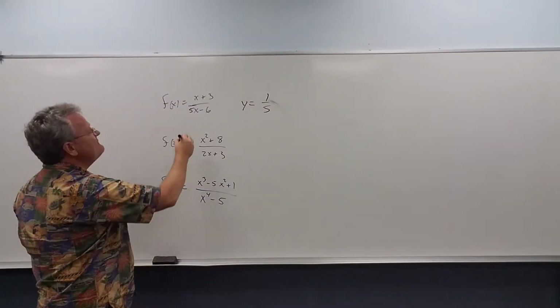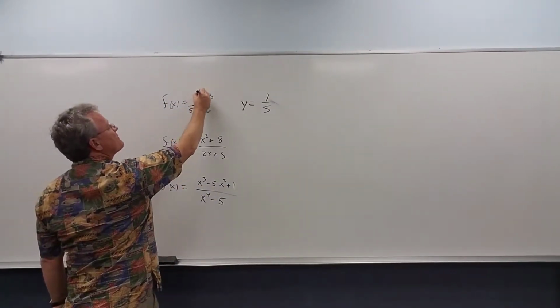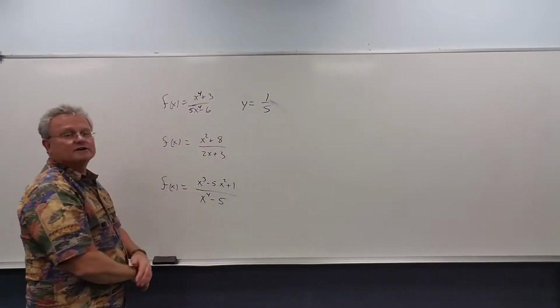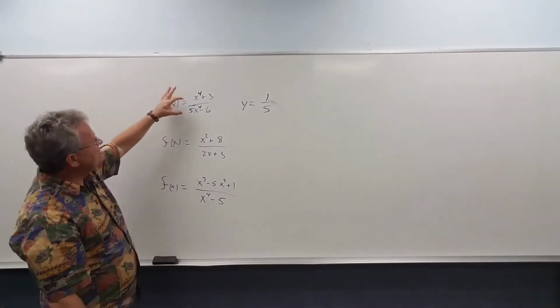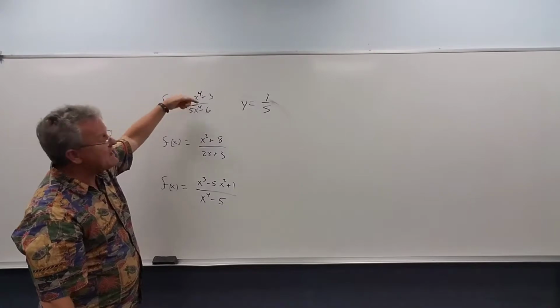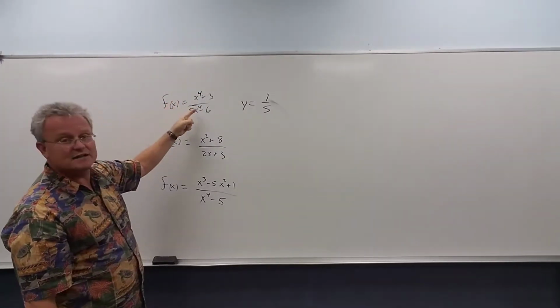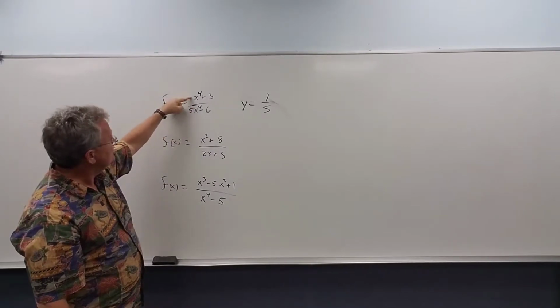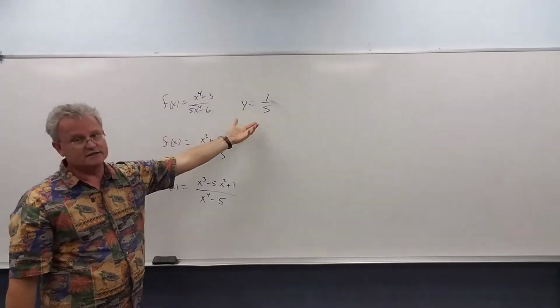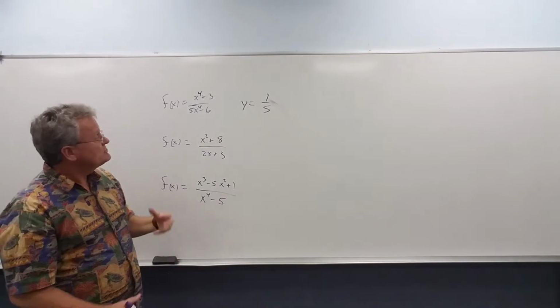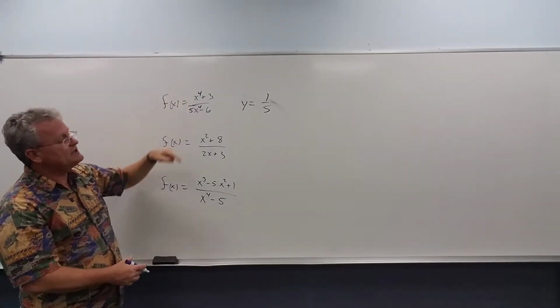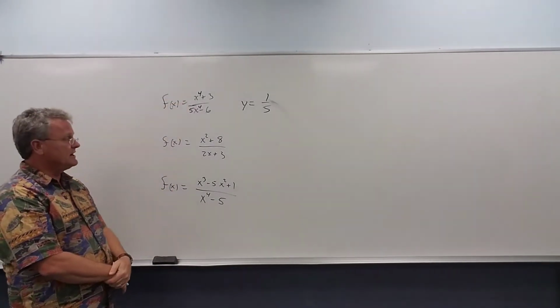It doesn't matter. Even if this was an x to the 4th over 5x to the 4th, the degree is still the same in the top and bottom. The degree is 4. So still, the horizontal asymptote for this is 1 over 5. You're going to get the same answer. All right? So that's the idea if the degree is the same in the numerator and denominator.